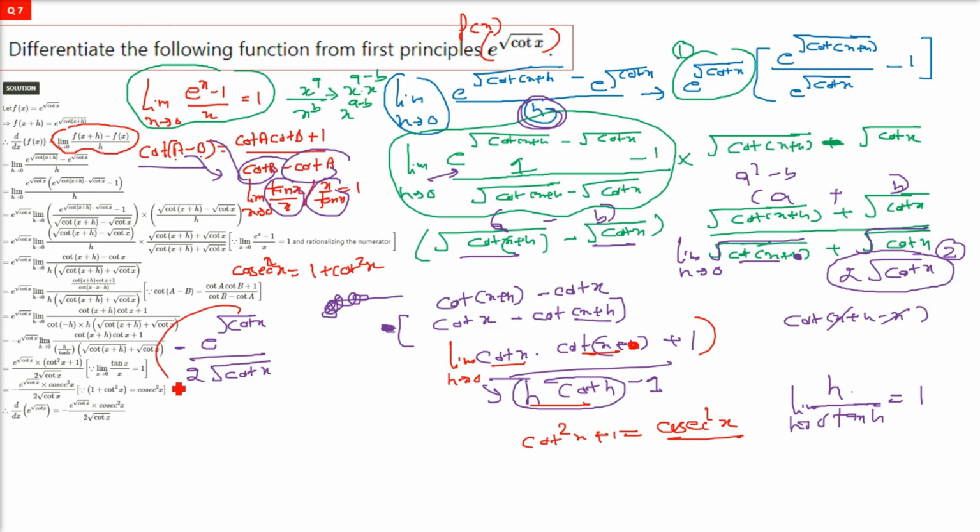Now this is what we got finally. Already we had this term, so I am just taking this cosec square x here, and that will be our final value. That is going to be the final answer, the differentiation of this term.